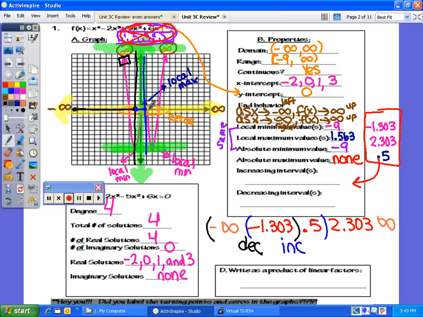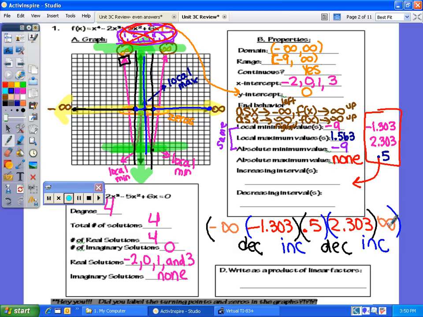Then, from this point to this point, the graph goes down like a roller coaster goes down. So these 2 points are decreasing. And now the last one is from this point all the way to infinity. It looks like the graph is going up like a roller coaster, so that's increasing. So I wind up having a decreasing interval, an increasing interval, a decreasing interval, and an increasing.